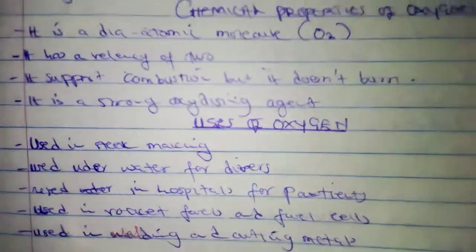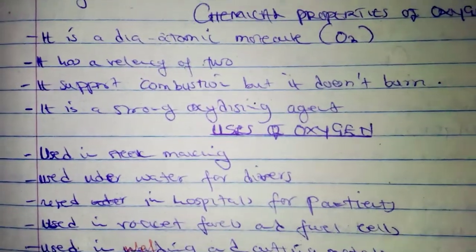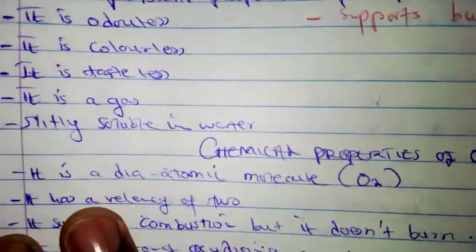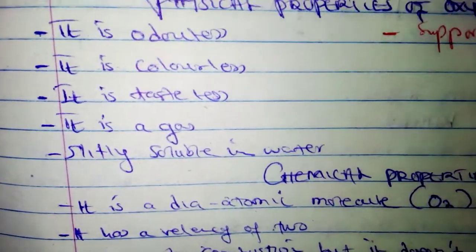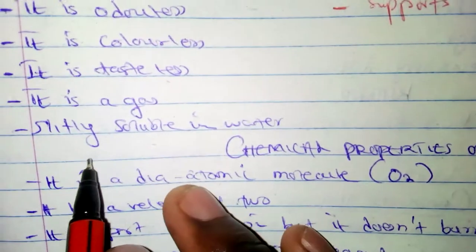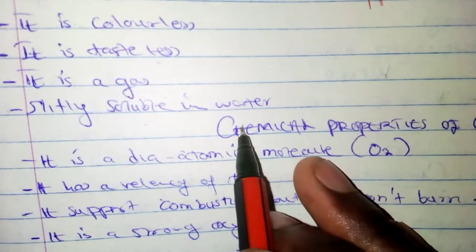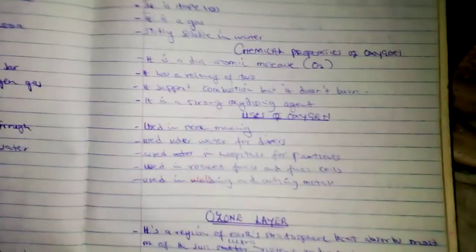So what are the physical properties of oxygen? The physical properties of oxygen are that it is colorless, odorless, tasteless, slightly soluble in water, and it does not support burning. So that's what you should know about oxygen there.